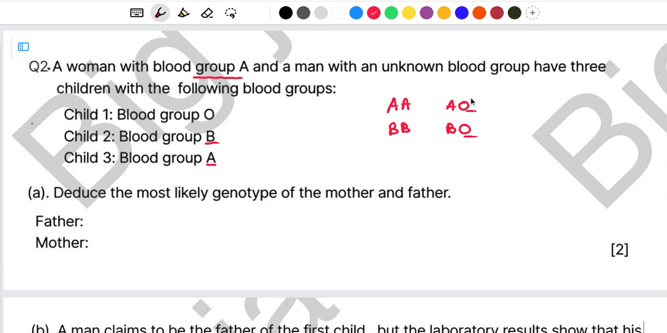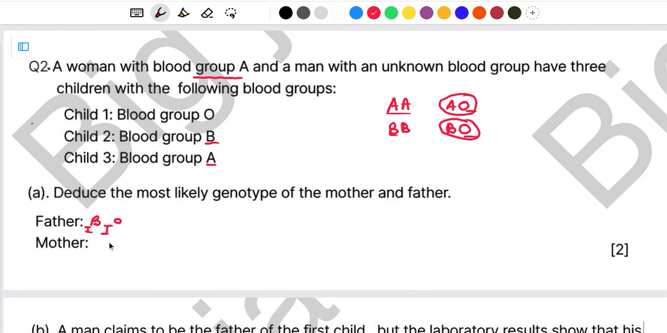So therefore, in terms of the genotype of the mother, we are going to have this one here and this one here. If you cross this one and this one, you're not going to have a child who is having blood group O. You can try. So the question is saying, deduce the most likely genotype of the mother and father. So for the father, since the blood group was unknown, we are going to give him as B. Okay?